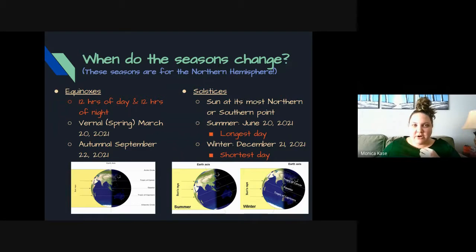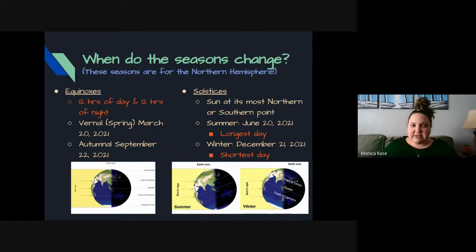When do seasons change? These are our seasons changing for the Northern Hemisphere. Remember, just like Ms. Laporte said, it's going to be different when you're taking a look at the Southern Hemisphere. So in the Northern Hemisphere, we have an equinox and we have the solstices. The equinox are 12 hours of day and 12 hours of night. This is the vernal or the spring equinox, which happens this year on March 20th, 2021. And the autumnal is on September 22nd.